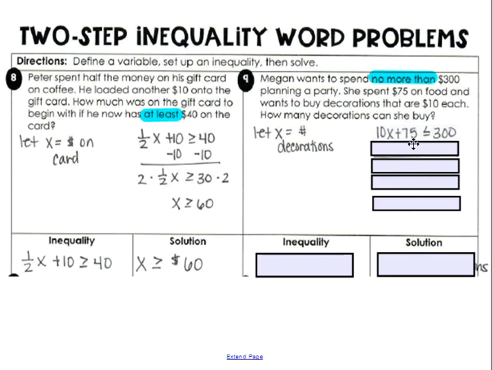Okay, so she's already spent 75 bucks. She's going to spend some money on decorations that each cost $10. So that's what the 10x is.